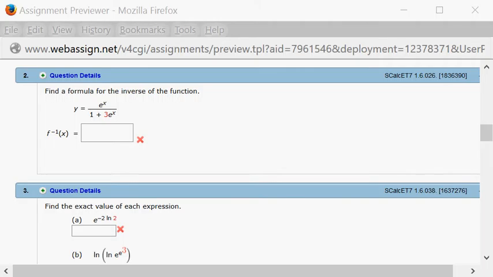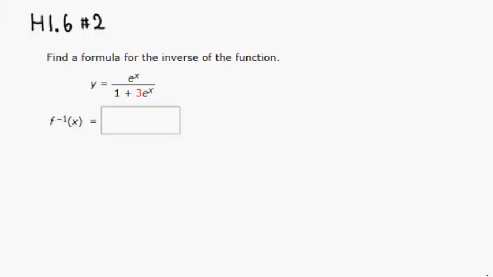All right, let's look at homework 1.6, problem number 2. Let's find the inverse function for this given function. First thing we do is try to solve for x.